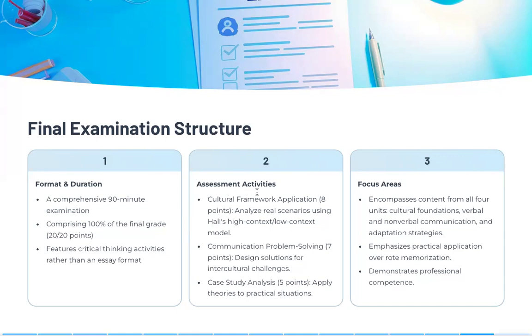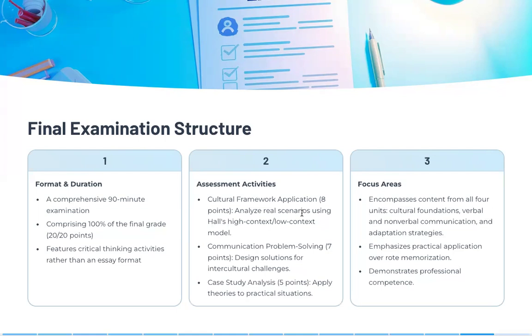Now, the assessment activities. So what will be included here? Cultural framework application. So there will be a framework that they will have to apply for a certain scenario or a problem. Communication problem solving, and we have also case study analysis.